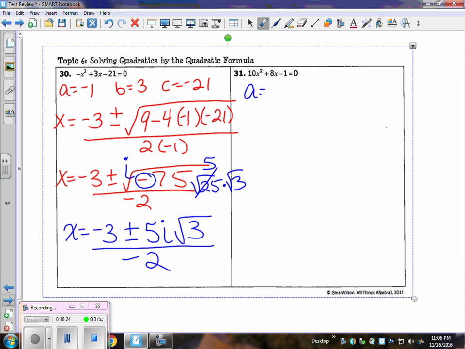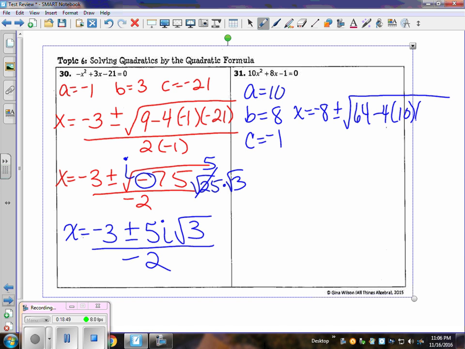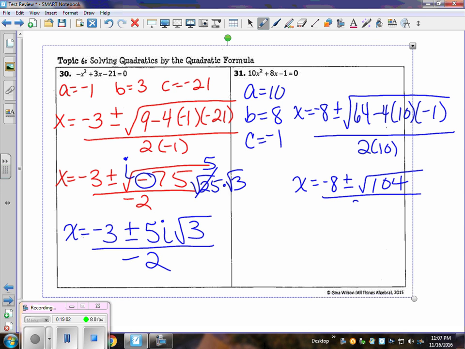All right, 31. A is 10, B is 8, and C is -1. If you list it this way, with A, then B, then C over top of each other, it might help to keep track of which numbers you're using. X equals opposite of B, plus or minus square root, B squared, so 8 times 8, 64, minus 4 times 10 times -1, all over 2 times 10. So, let's find that number under the square root, which is 104. And that's all over 20.